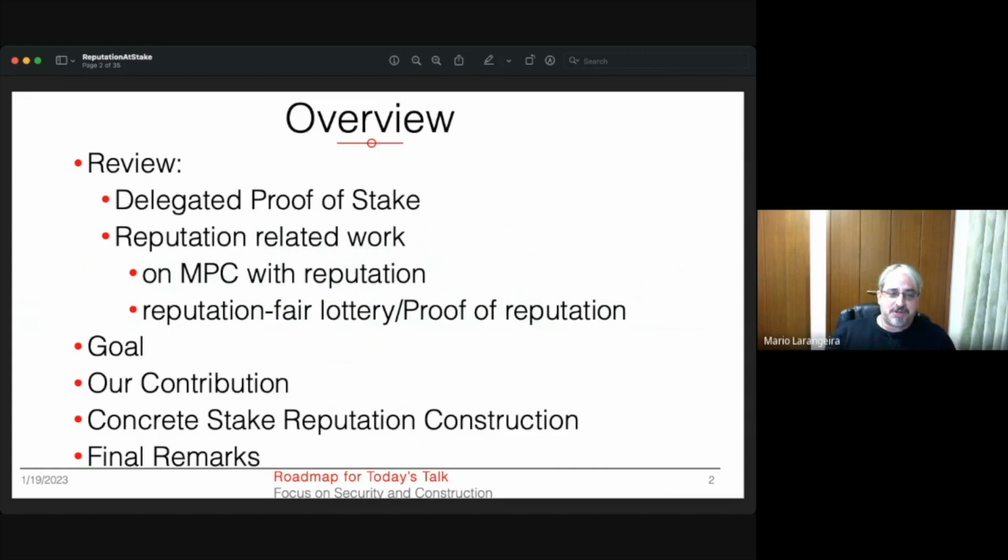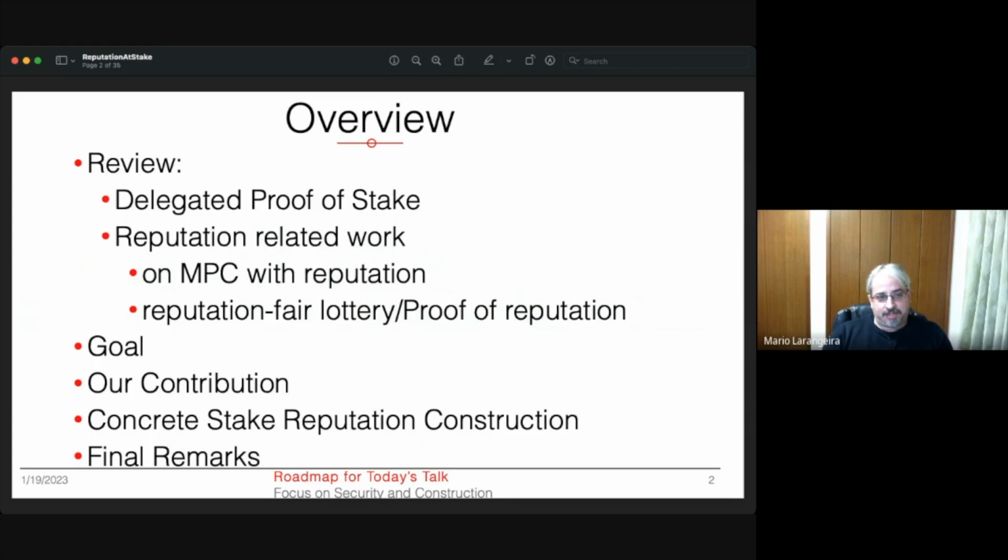Sometimes when we present blockchain related stuff in a cryptography conference, we have to review basic concepts for delegated proof of stake. That's why this is in here. Usually that's the case for a cryptography conference, you have to go through these very basic concepts, but I'm sure you guys are familiar with it. But we're going to go through it.